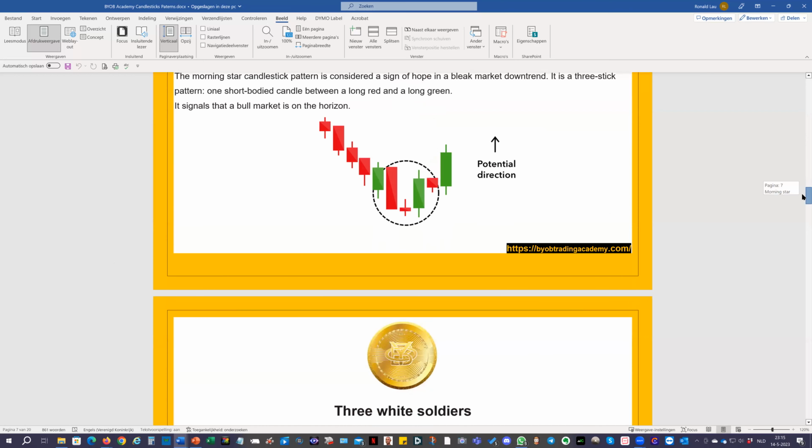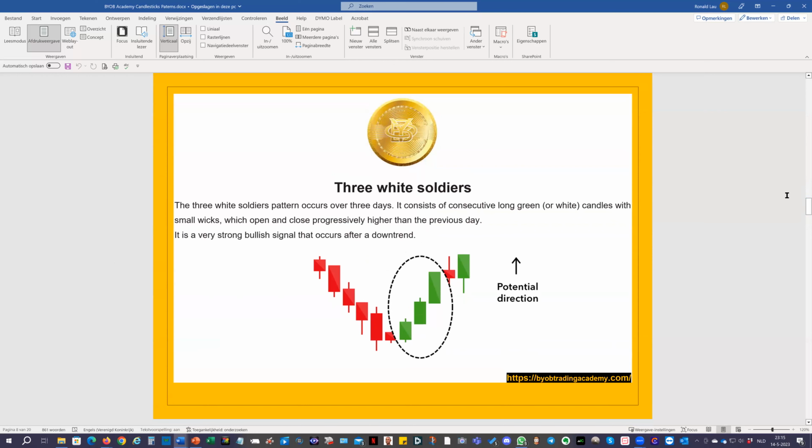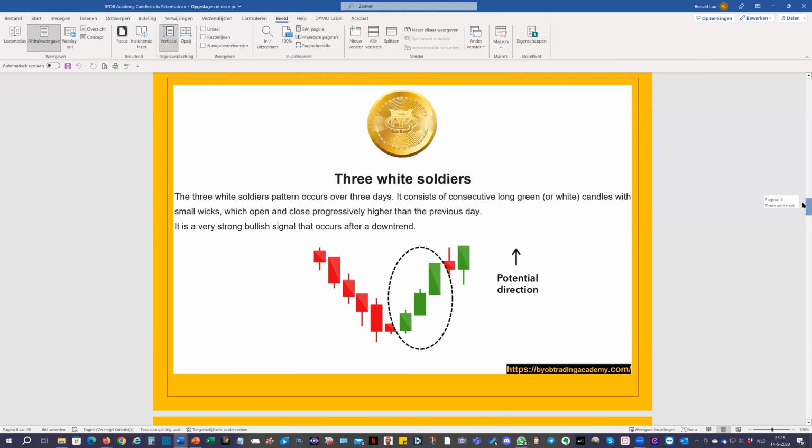There is hope. And then we have our three white soldiers. Again, these are all bullish patterns, meaning price is hoping to move to the upside. And we see the potential direction here is going to be an uptrend. So what does this mean? It consists of consecutive long green or white candles with small wicks. And you can see it indicates a strong bullish signal, which tends to happen after a downtrend. So these are our three white soldiers, again indicating a bullish signal.